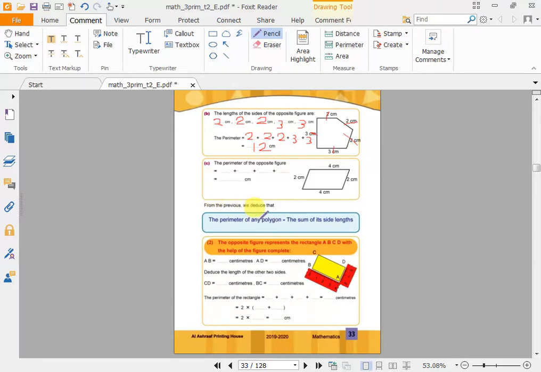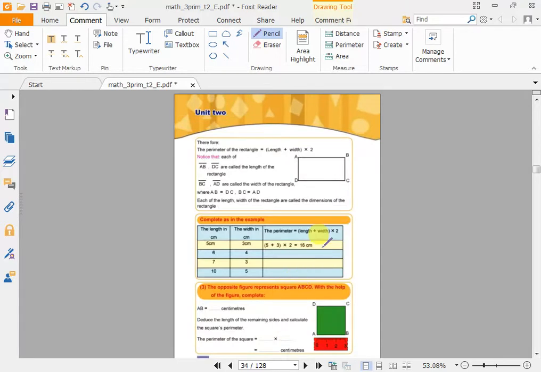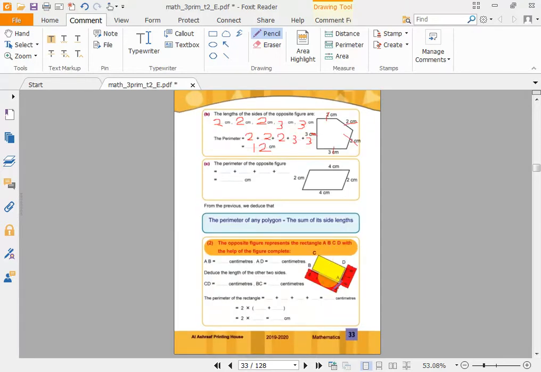Generally, the perimeter of any polygon equals the sum of its side lengths. Okay. Let's see the next example. The opposite figure represents a rectangle, named A, B, C, D. Let's get the perimeter of this rectangle.